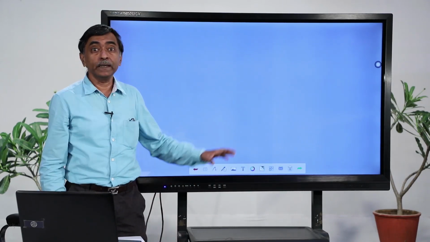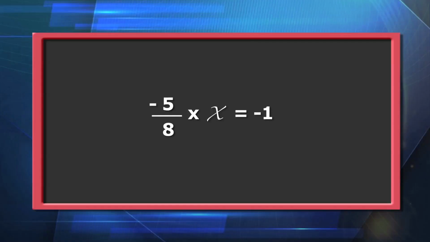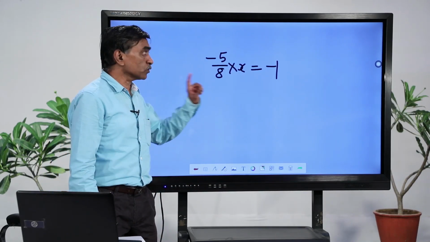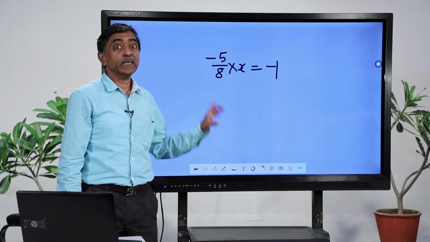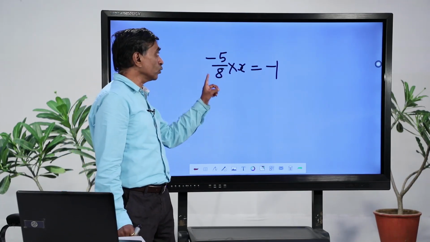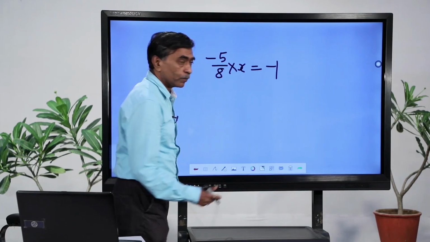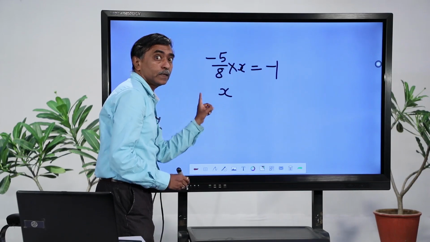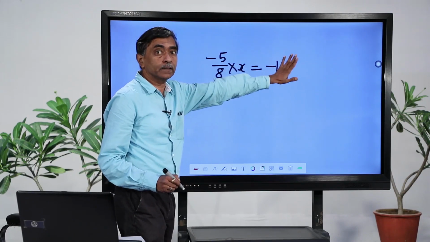So that was about the addition. Of course, when I was talking about multiplying a number, minus 5 by 8 multiplied by x is equal to minus 1. We have come to our conclusion that minus 1 is the nearest integer to minus 5 by 8. So I want to find a number which I call say x, which when multiplied to minus 5 by 8 will give me minus 1. And so we use the process of solving an equation. Here it is minus 5 by 8 multiplied by x. So what I do is I divide both sides by minus 5 by 8, so that here I get 1 and there I get the desired number.